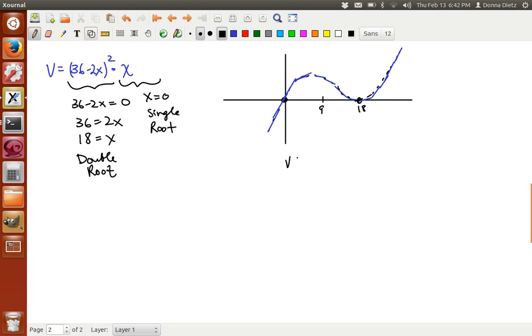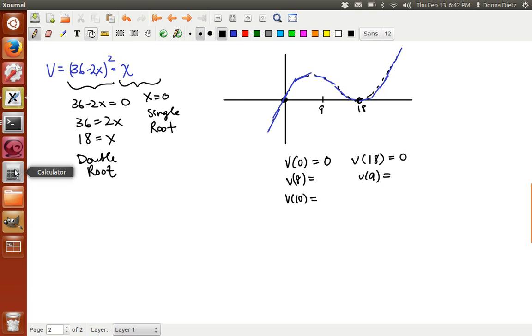First of all, v of 0 has to equal 0. We know that. And v of 18 has to equal 0. We know that. So I'm going to just try v of 8 and v of 10. I would hope that v of 9 would be a max. It's not going to be, but let's just try v of 8, 9, and 10, and then it'll give us a start.